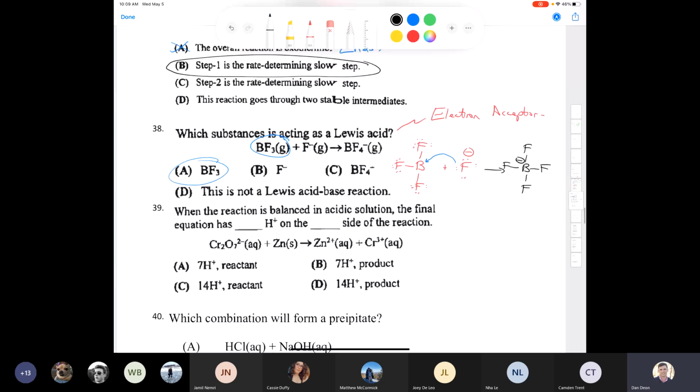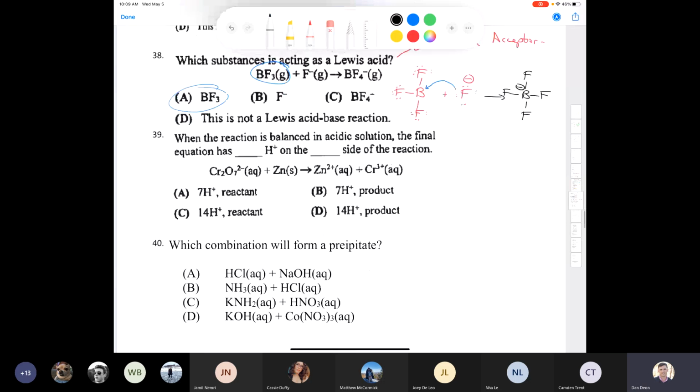Okay, number 39. When this reaction is balanced in acidic solution, the final equation has blank protons on the blank side of the reaction. Well, this one is redox. Balancing redox. Okay, redox reaction, and we have to balance it.